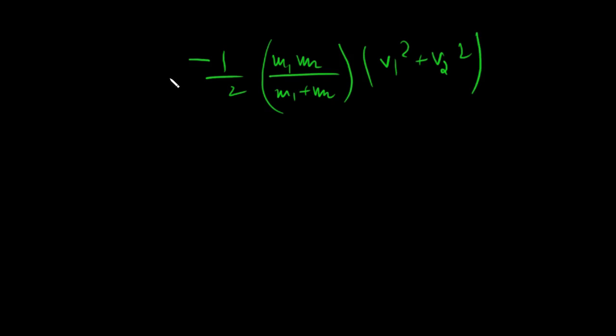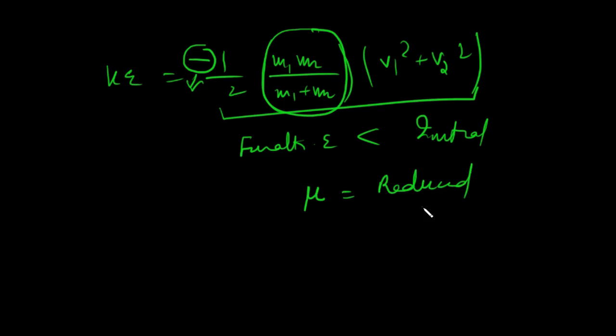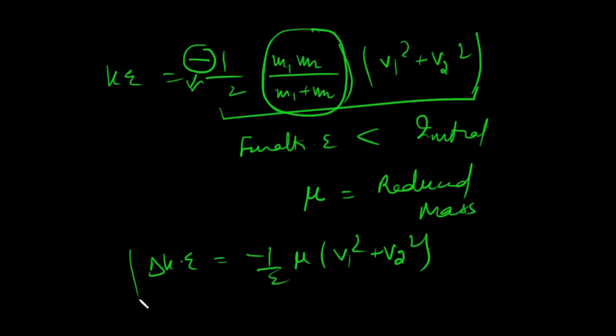So this would be in totality minus half m1 m2 divided by m1 plus m2, times v1 square plus v2 square. This is the loss in KE. Why is this negative? Because kinetic energy has been lost; final kinetic energy is less than initial. That is why a negative sign has appeared. This expression m1 m2 upon m1 plus m2 is called mu, the reduced mass. So mu by 2 times v1 square plus v2 square is the final change in kinetic energy, which is negative.